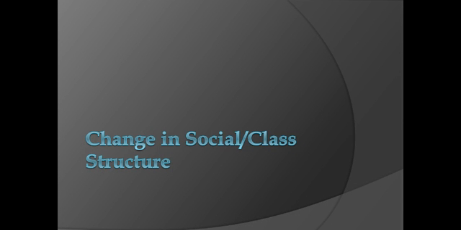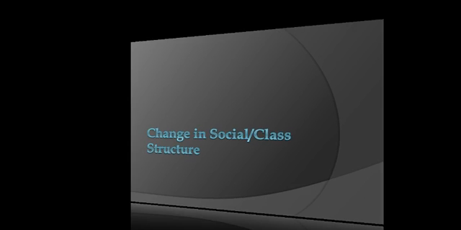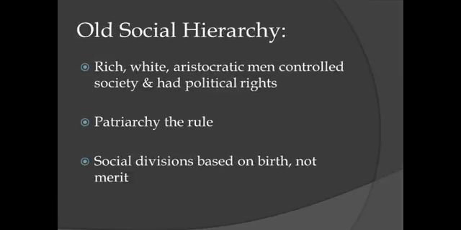Now we see some changes in social class and structure. Amazing stuff. So the old social hierarchy of Europe: rich, white, aristocratic men controlled society, and they had all the political rights. Nobody else had any. Patriarchy was the rule, and social divisions were based on birth, not merit. So if you were born into wealth, you had wealth. If you weren't born into wealth, you were never going to have it. Basically, there was no way to move through the social classes. There was no social mobility in the old social hierarchy.